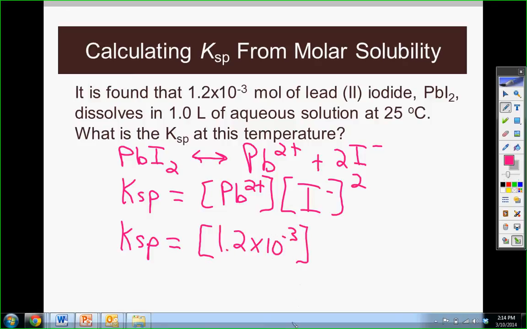All right, what about for the iodide? 2 times... All right, so I'm going to do this. 2 times 1.2 times 10 to the negative third squared. All right, see if you can get an answer. It's not hard math, but we need to cover it for a little bit of time.